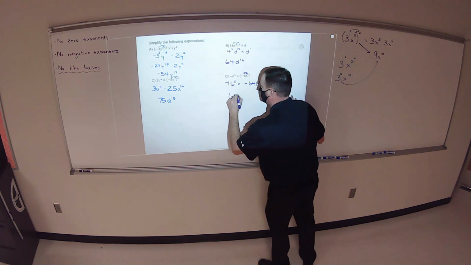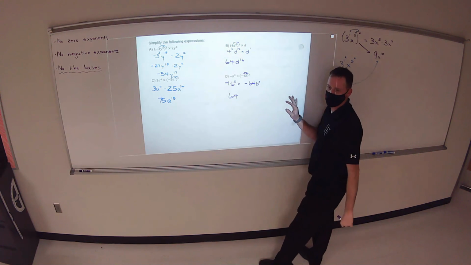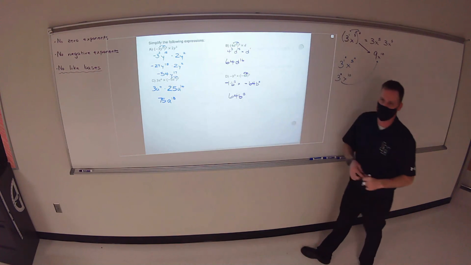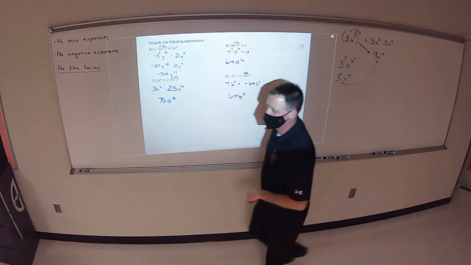64. What's b to the 5th times b cubed? B to the 8th. Multiply bases. You're going to add your exponents. There's my final answer.